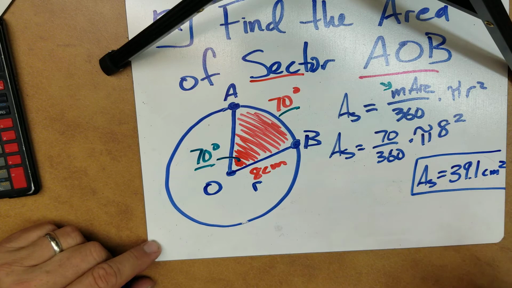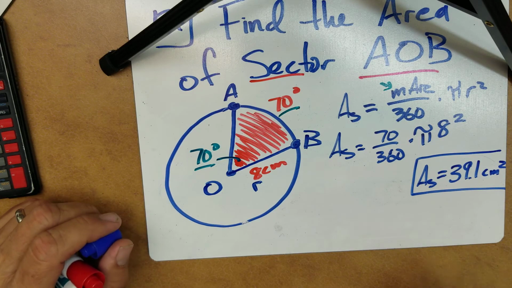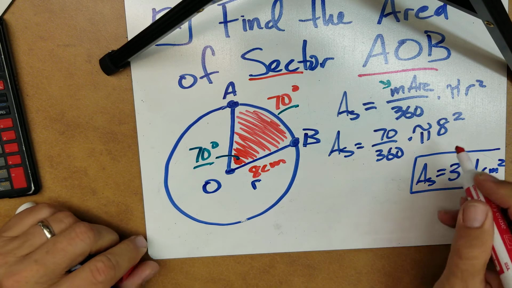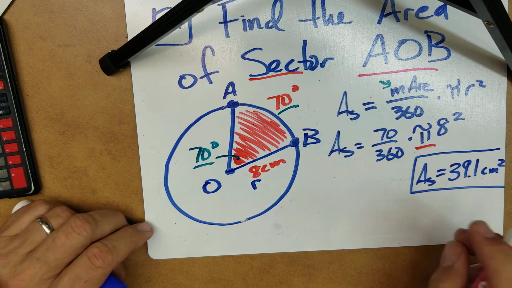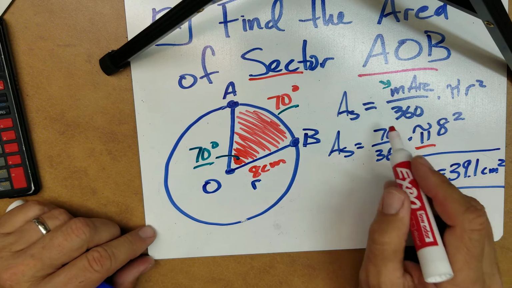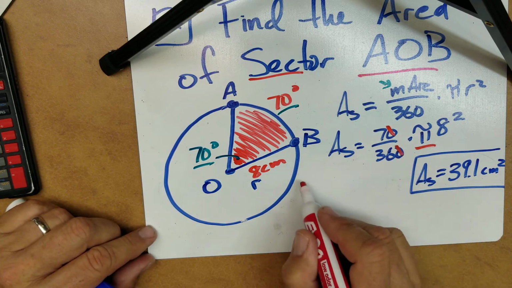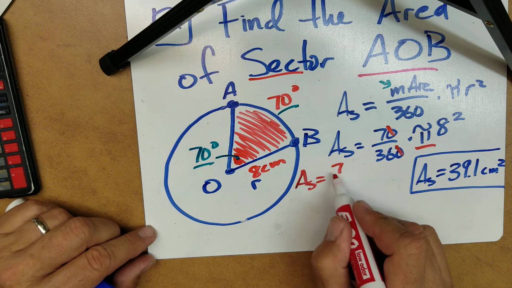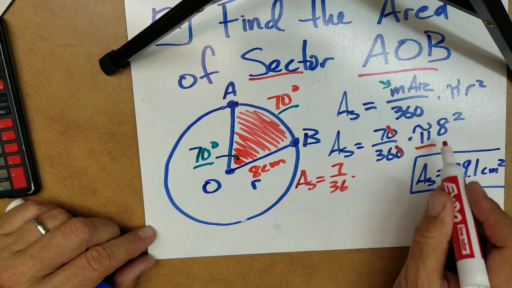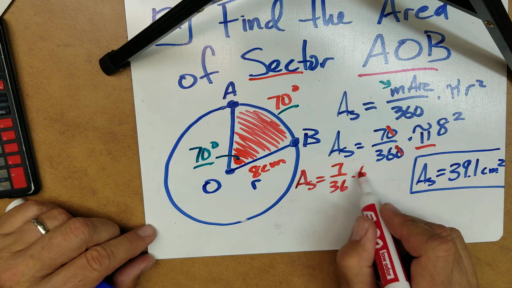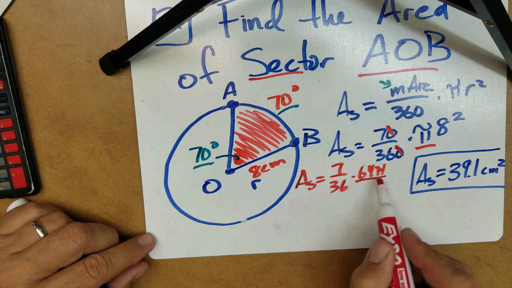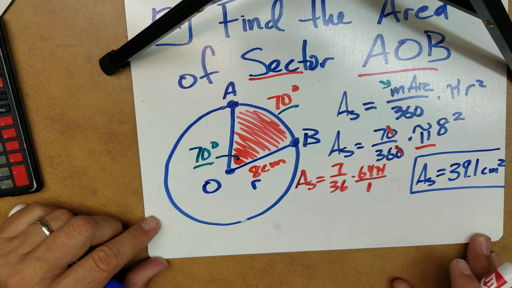But the other question is, how do I get it in terms of pi? Remember, to get it in terms of pi, we simply leave pi in the answer. You do not multiply by 3.14. So what I would do is I'd cancel this out a little bit, and I'll just kind of rewrite this over here. Get rid of the zeros, right? So now I have 7 over 36 times pi times 8 squared is 64 pi. Now, I could try to cross-cancel because this is over 1. Maybe I will do that right there.